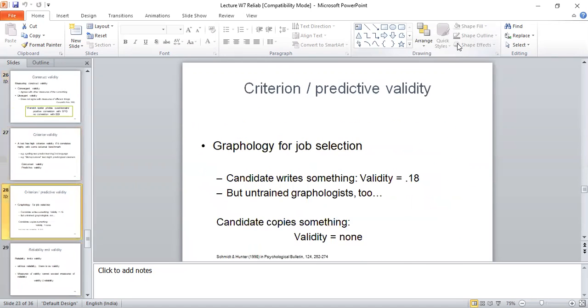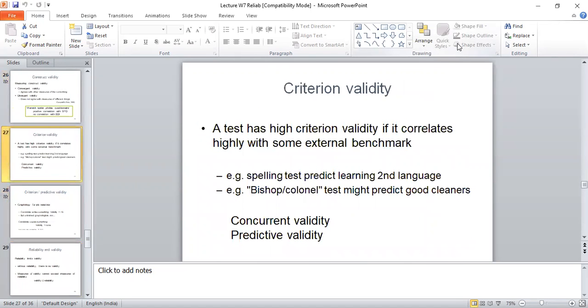Next, we move to criterion-related validity, or criterion validity. Before we move ahead, I should mention that it contains two subcategories: predictive validity and concurrent validity. This also needs to be kept in mind.